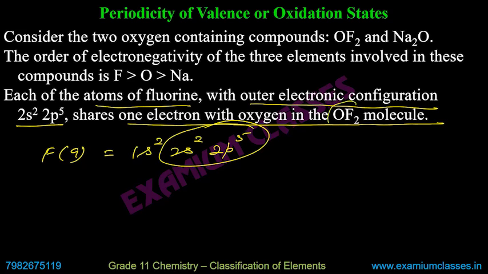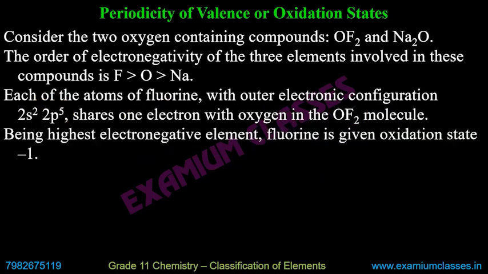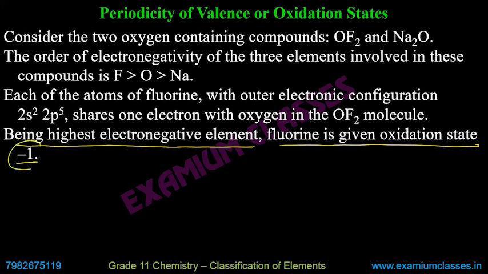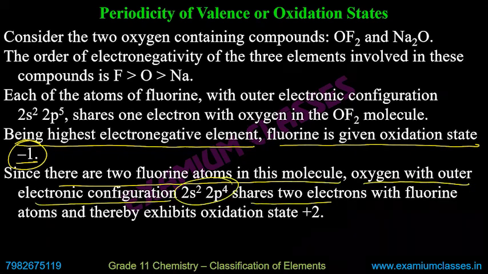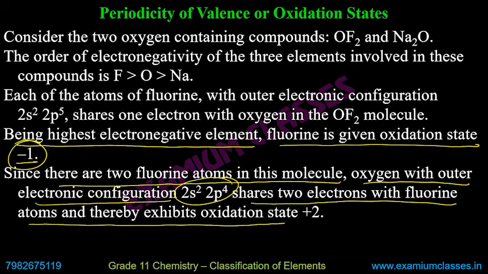So if I'm considering OF2, oxygen is connected to two fluorines. It means each fluorine shares one electron with oxygen in the OF2 molecule. Being the highest electronegative element, fluorine is given oxidation state -1. Fluorine will always have oxidation state -1. It cannot have any other oxidation state. Since there are two fluorine atoms in the molecule, oxygen with outer electronic configuration 2s2 2p4 shares two electrons with fluorine atoms and thereby exhibits oxidation state +2.